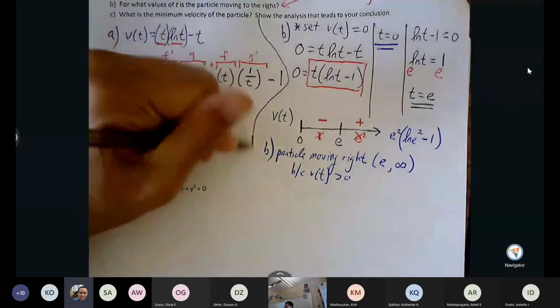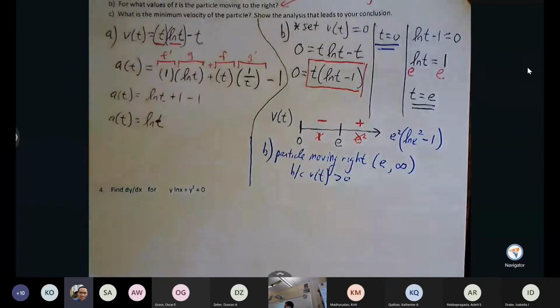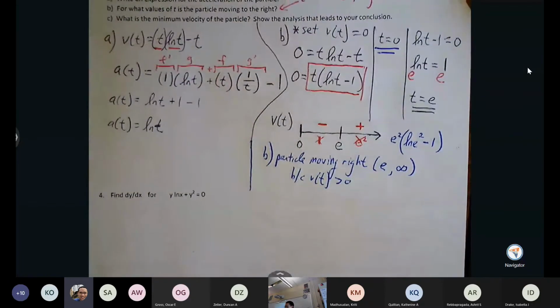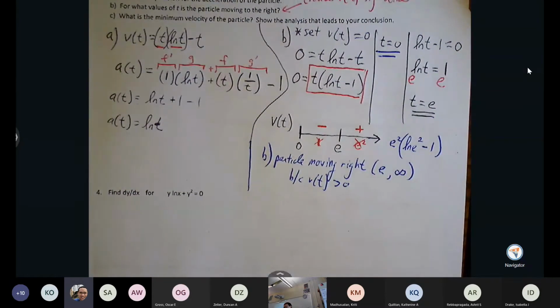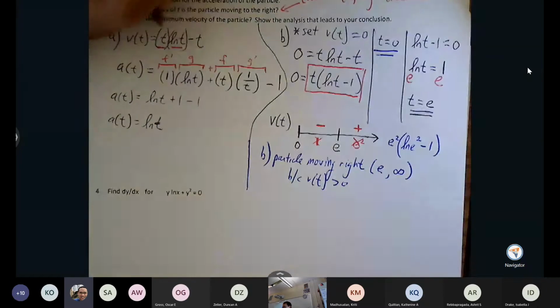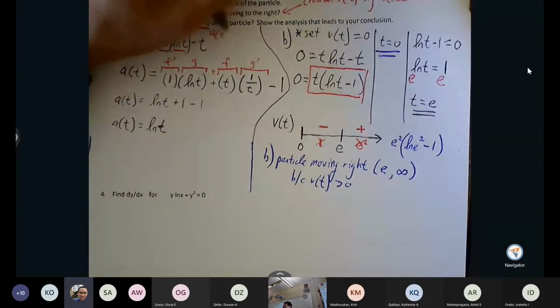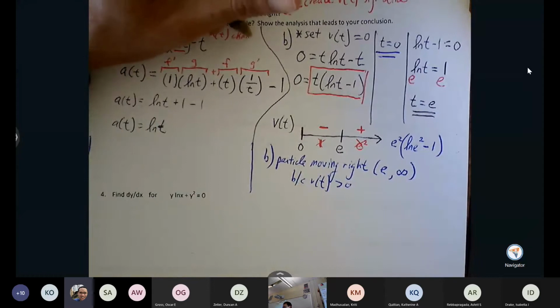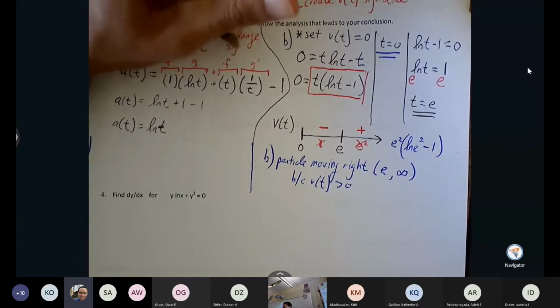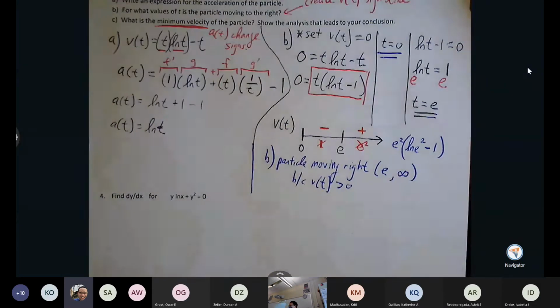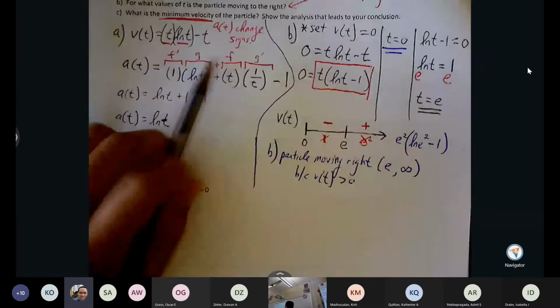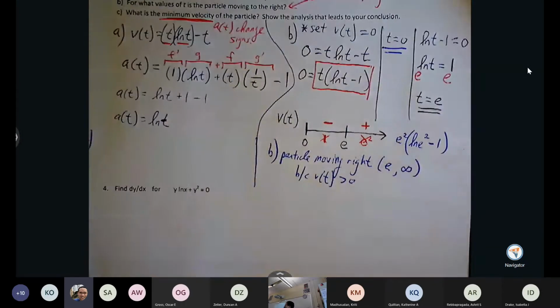Okay, part C. What is the minimum velocity? Another way to find minimum velocity is to look at when the acceleration changes sign. Okay, that's where we can find minimum velocity, where acceleration changes sign. So what that really is telling us to do is create our acceleration sign line, just like how we did our velocity sign line.